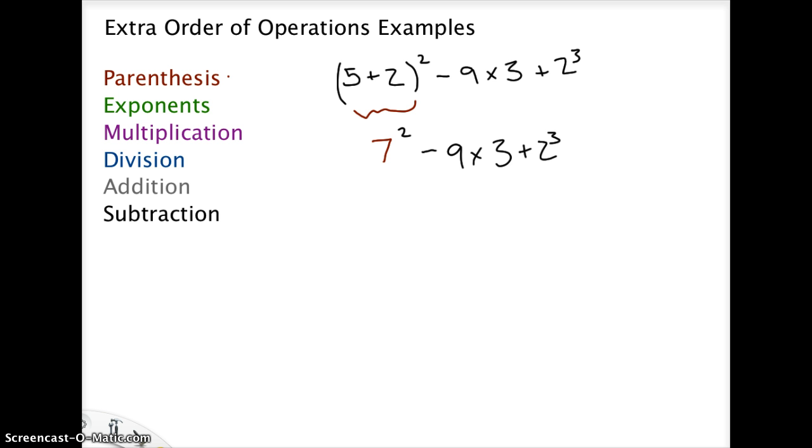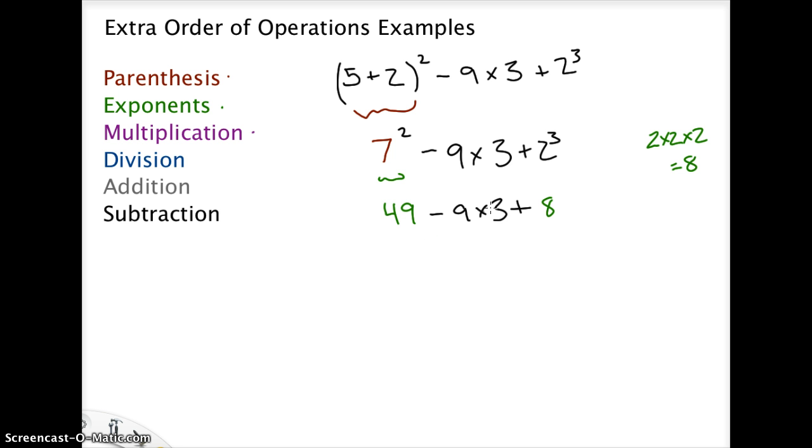The second thing I need to do is my exponents. I have two things that have exponents. It doesn't matter which one I do first, so I'm just going to go left to right. 7 squared is going to be 49. And 2 cubed, that's not 2 times 3, it's 2 times 2 times 2. 2 times 2 is 4, and then 4 times 2 is 8, so that equals 8. I'm going to put 8, and then I can fill in the rest here. So 49 minus 9 times 3 plus 8. All right, so exponents are done, and multiplication is next.